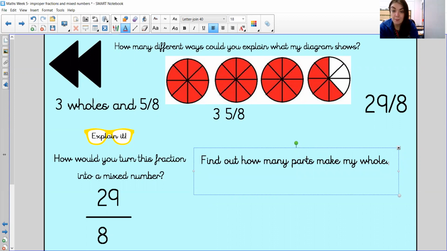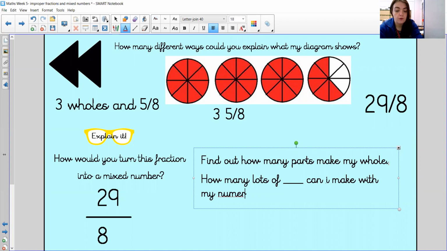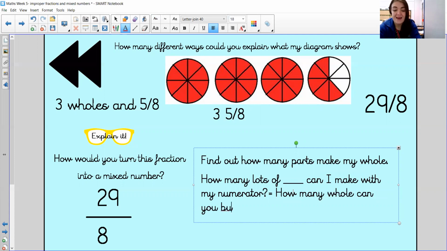Okay, now my next part is going to be how many lots of that can I make with my numerator? So how many lots of that can I make with my numerator? So that is simply the same as, so I'm going to put equal to, how many wholes can you build or make? Build's a nice way, because how many of those can I put together? So you might want to do this physically if you're not quite sure. You could actually create these and build them. Okay, so how many wholes can I build?